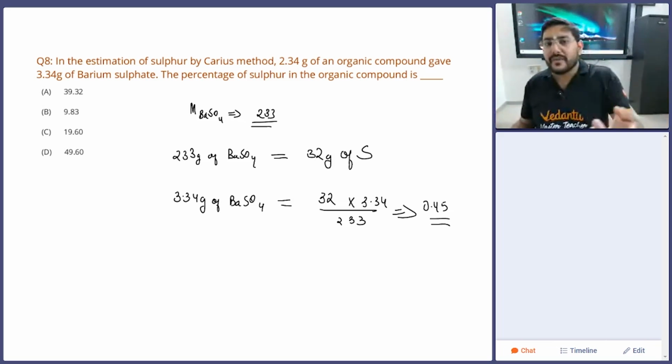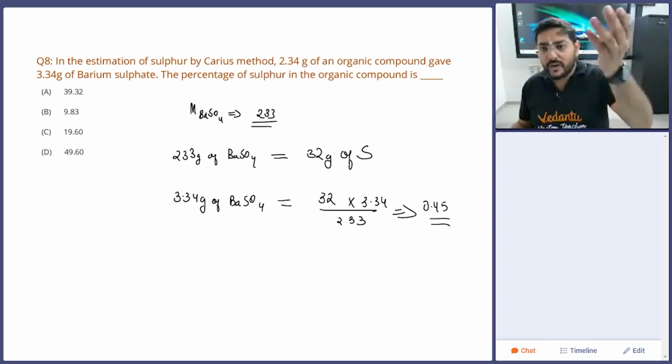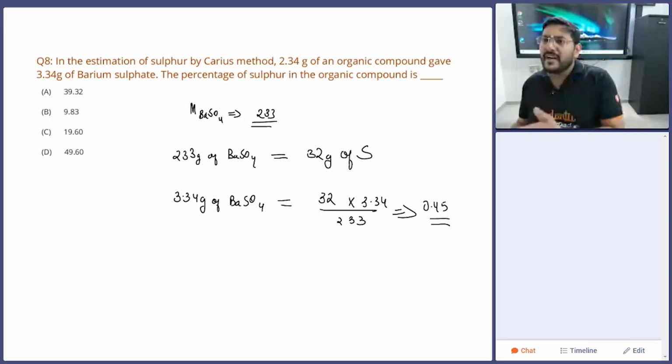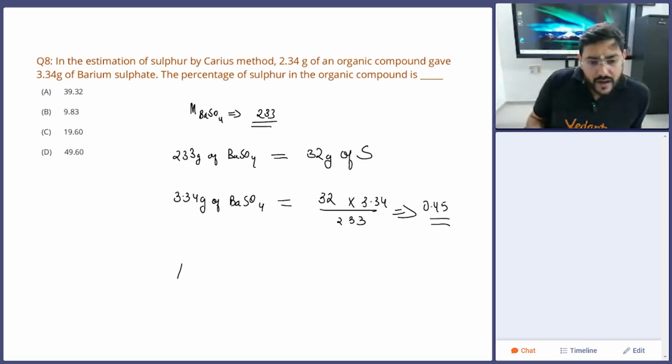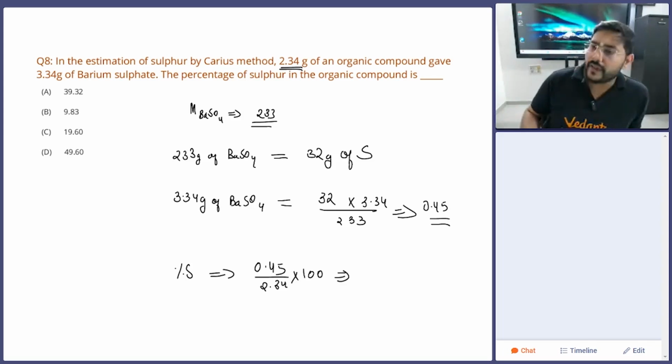What do we want to calculate? The percentage of sulfur in the organic compound. We know the weight of sulfur in the organic compound. We know the weight of the organic compound, multiplied by 100. So what are we going to get? The percentage of sulfur will be equal to 0.45 divided by 2.34, into 100. That will give you what, beta? 19.6 percent.